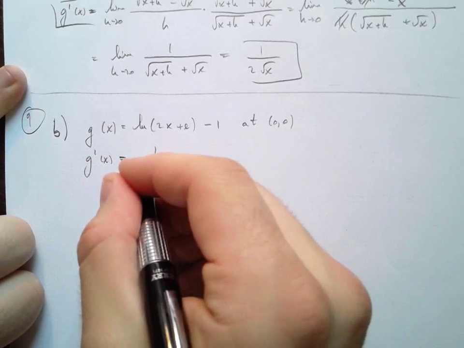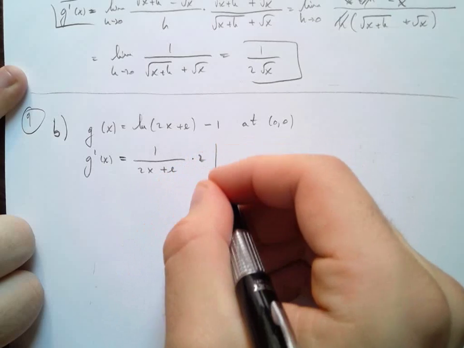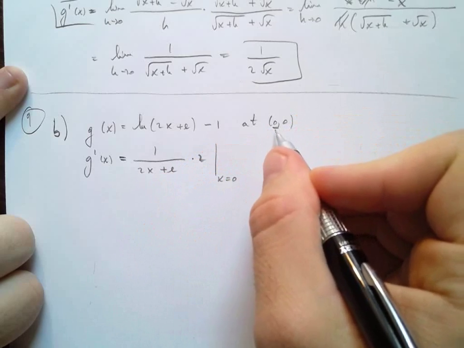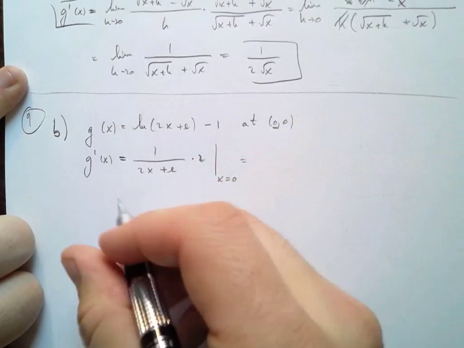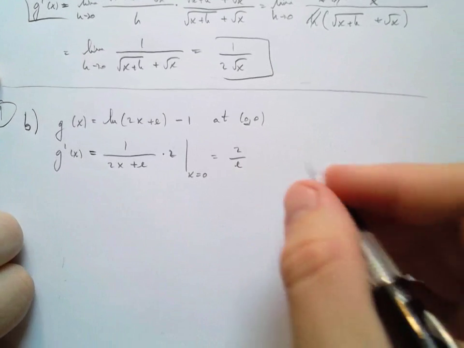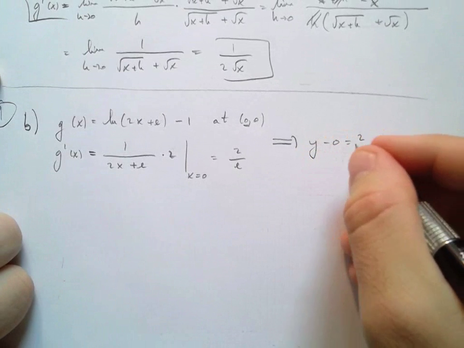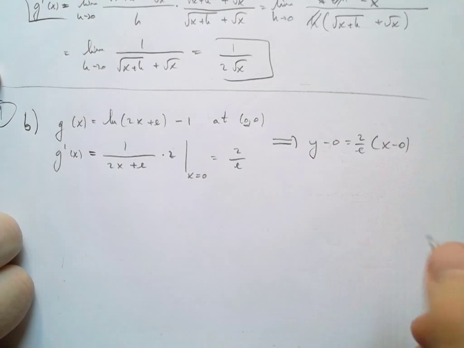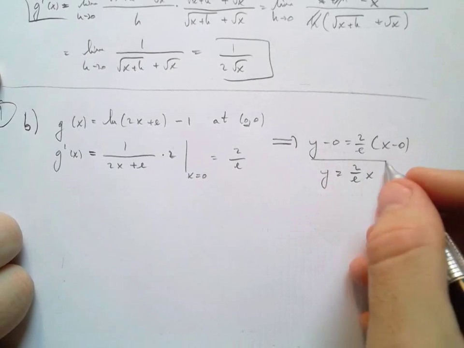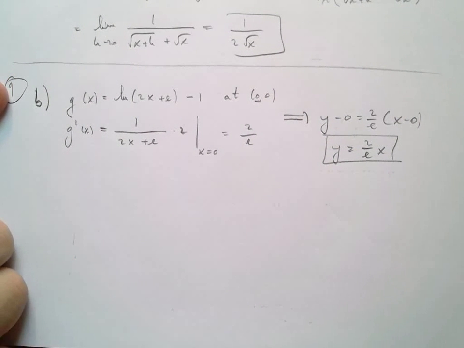So the derivative here is 1 over 2x plus e times 2, and when I evaluate that at x equals 0, which is the x-coordinate of my given point, I just plug in 0 for x, so I get 2 over e for my slope, which means finally that the equation of the tangent line is going to be y minus 0 equals 2 over e times x minus 0. And of course you can simplify that to say y is equal to 2 over e x, and that's the answer there, right? For the other two problems, the process is similar.